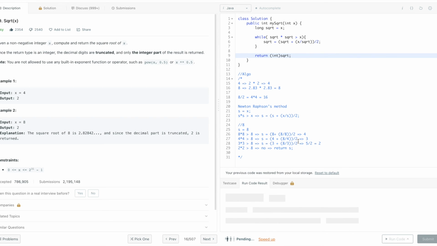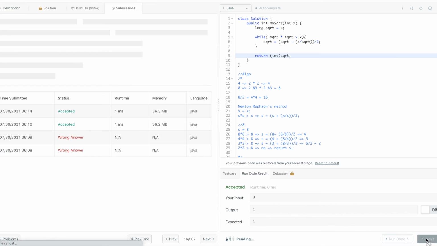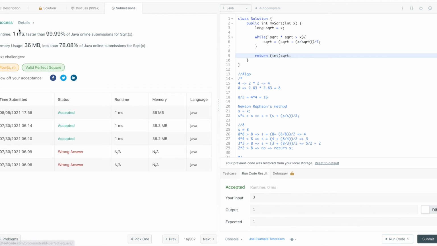Let's see if this works. Okay, it worked for input 3. Let's check for all the test cases. Yes, it works. So yeah, that is it.